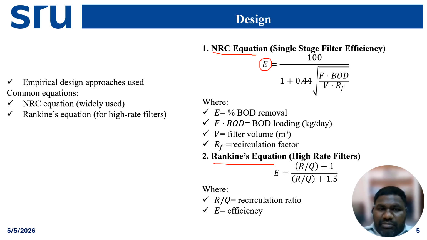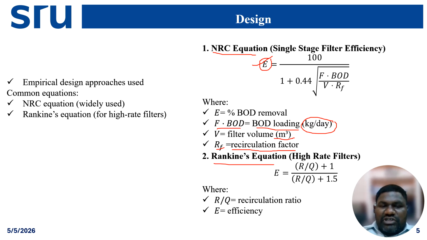See, E means percentage of BOD removal, equal to 100 divided by 1 plus 0.44 square root of F into BOD over V into RF. F into BOD means BOD loading rate, that should be substituted as kg per day. Then V means filter volume, that should be substituted as meter cube, not in liter. If the question provides liters, we need to convert into meter cube. Then RF will be the recirculation factor.